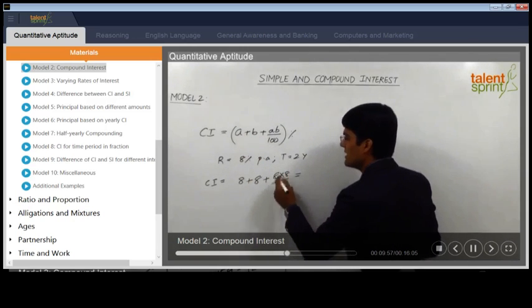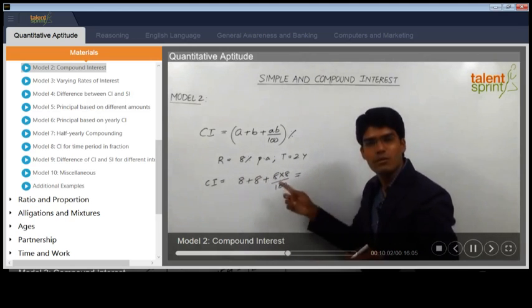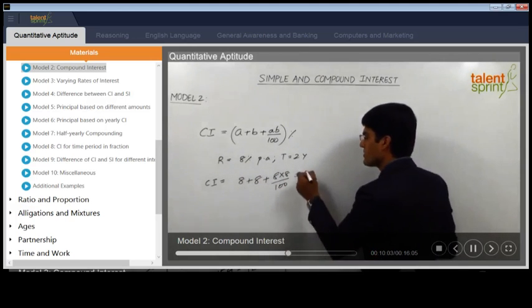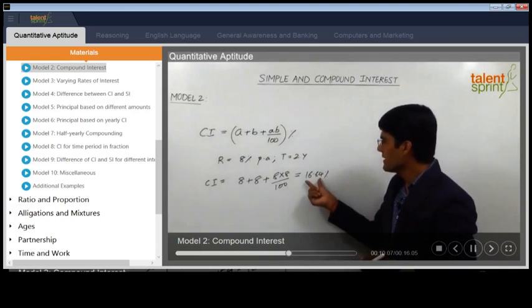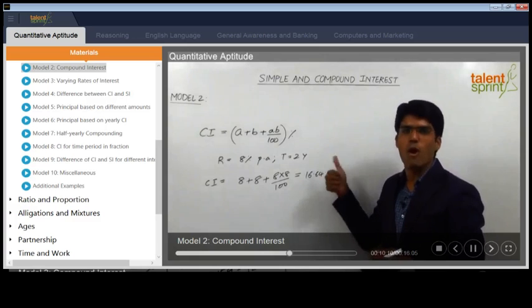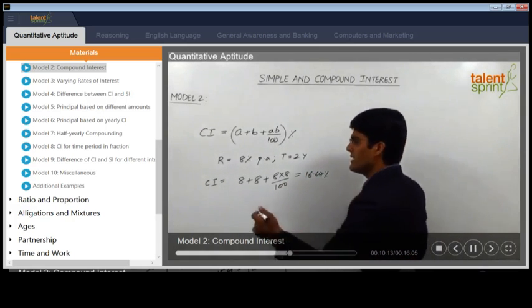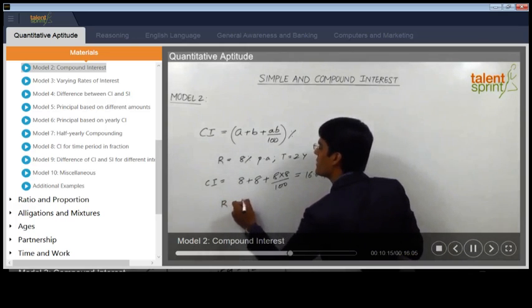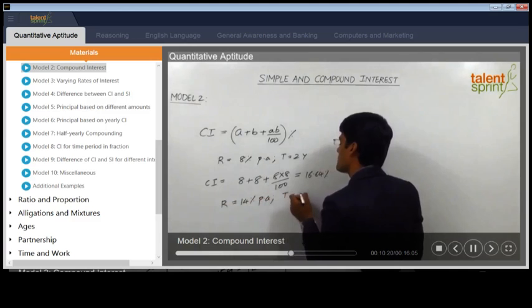So this comes out to be 16 plus 0.64. As 8 into 8 is 64, divided by 100 is 0.64. So 16.64%. So based on the principle, if we calculate 16.64 percentage of the principal value, we get the required compound interest. Similarly, let's say that the rate of interest is 14% per annum, and we are supposed to find out the compound interest for 2 years.